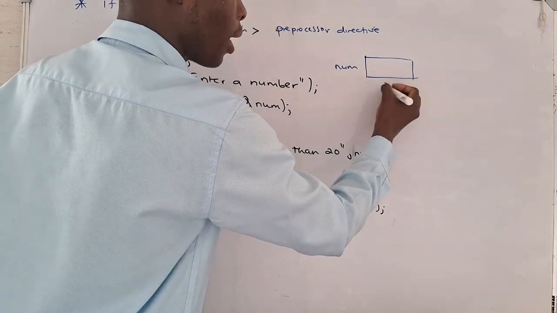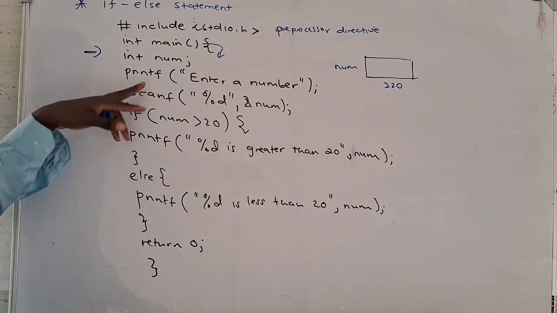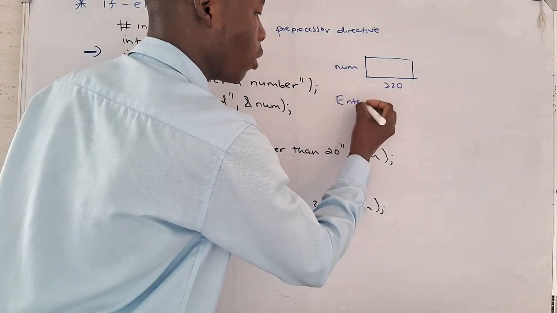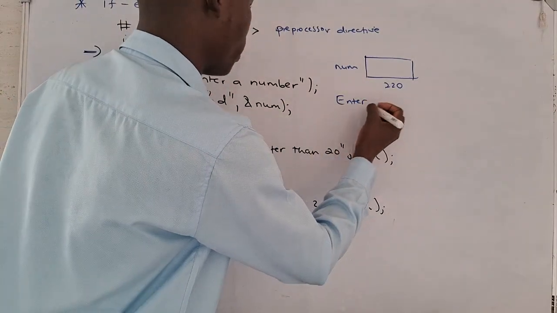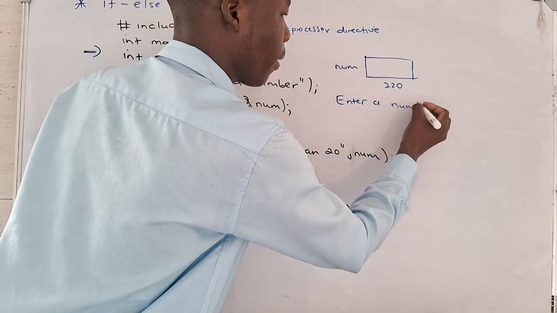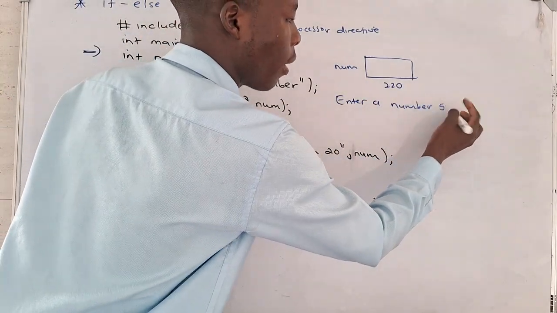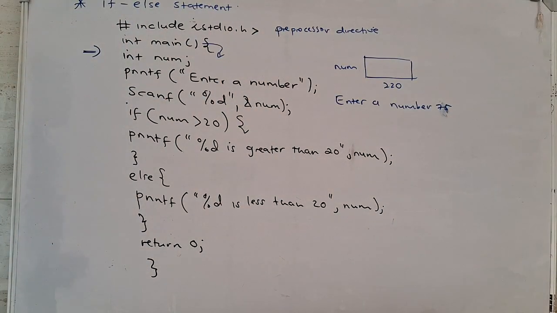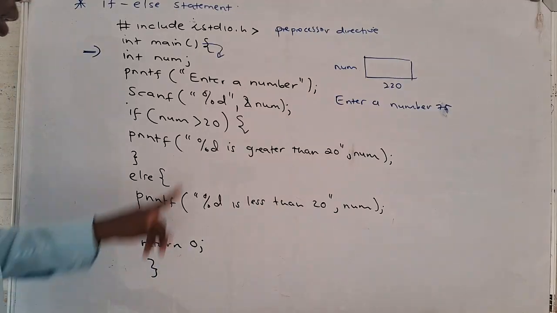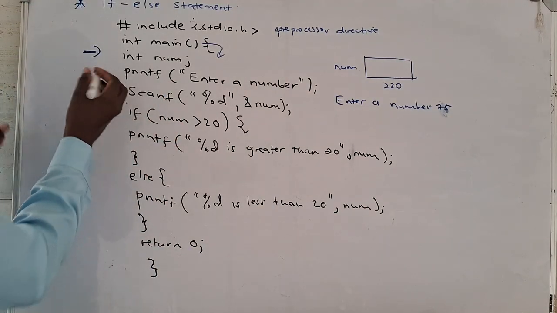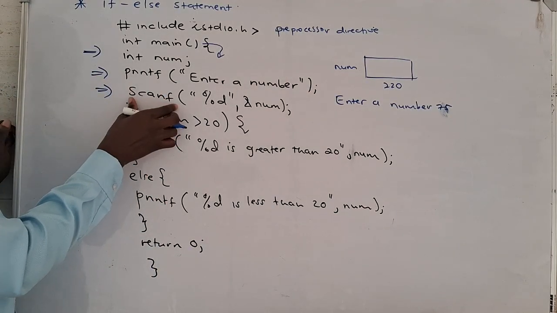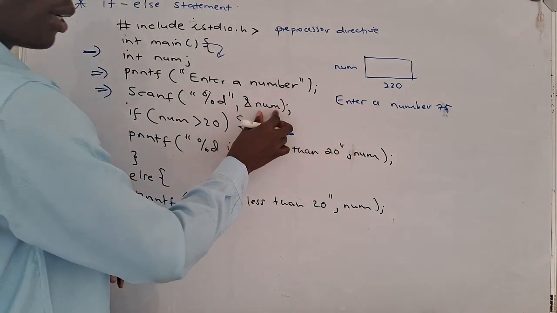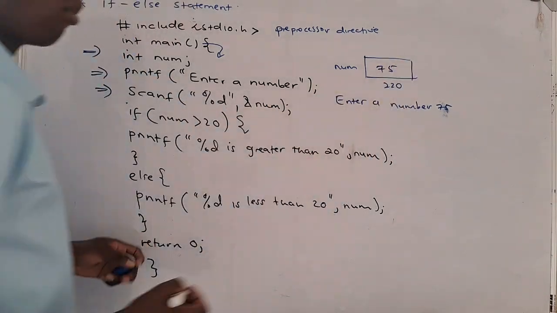Suppose the memory address is 220. Now printf "Enter a number". So this is part of your output. This is going to be displayed: Enter a number. Suppose you have entered 75. Now this scanf function is going to direct this 75 into the variable num. So 75 will come here.